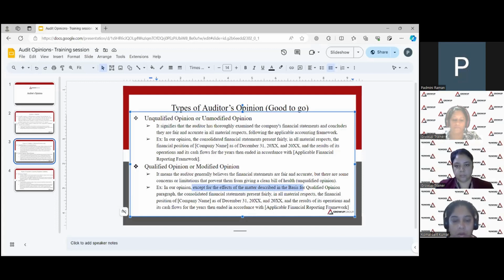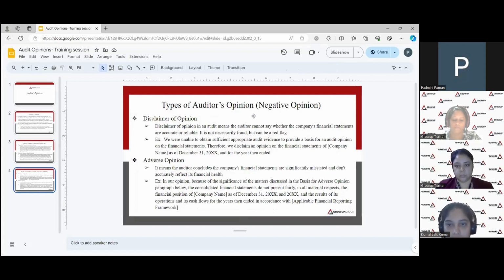The next type is disclaimer of opinion, which is a kind of red flag. Why? Because a disclaimer of opinion is when the auditors are not able to form any kind of opinion on the financial statements of a company. How can that be the case? Sometimes due to calamities the books got destroyed, or the management doesn't want to provide the books of accounts, or the records are not accessible. Such issues can crop up. That's where auditors will say that they are not able to form an opinion on the financial statements.